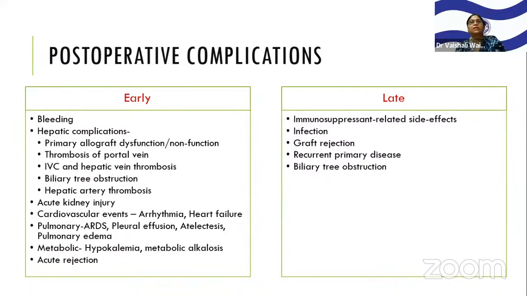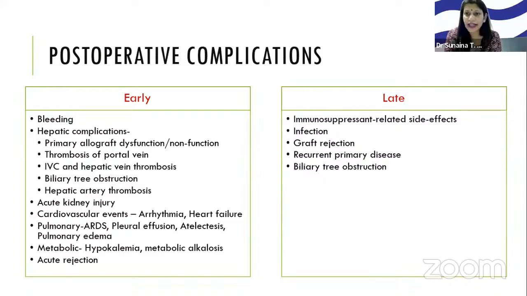Late complications covered? What are the late complications? Ma'am, it can be due to the immunosuppression that we are giving. The patient is having repeated infections. Graft rejection can happen, ma'am. Recurrent primary disease and biliary tree obstruction, ma'am. These are some of the late complications.